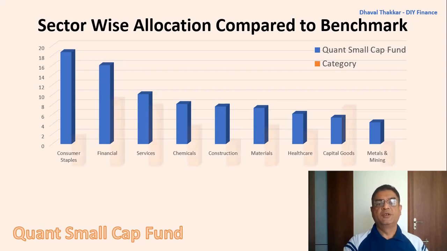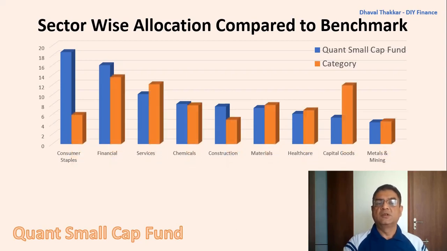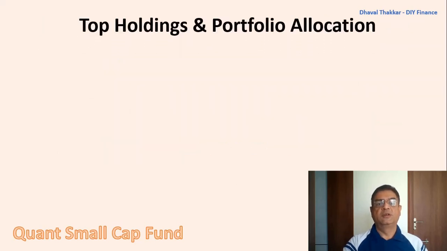And when compared to its benchmark, its allocation is quite different than the category except for the chemical sector. Here, there is no overexposure to a specific sector, which provides a good diversification to the overall portfolio. Now let's check the top holdings and portfolio allocation.